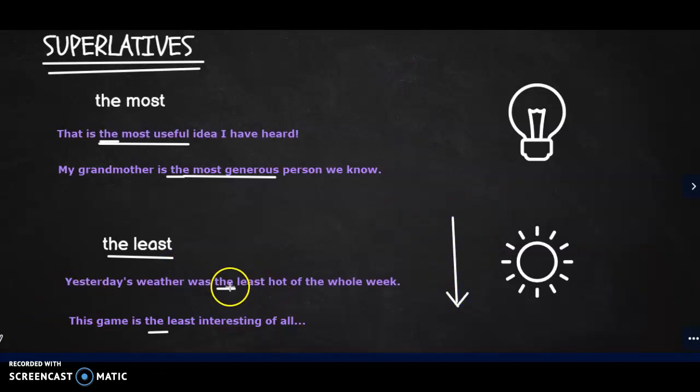Yesterday's weather was the least hot of the whole week. That means that in the whole week, we had a lot of hot weather and we felt very tired. But yesterday was the least. Okay? And example 2. This game is the least interesting of all. That means that game is the one you really don't like because it's the least interesting.